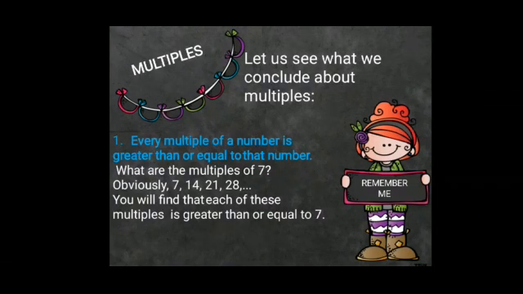You will find that each of these multiples is greater than or equal to 7. Yes, so we find that every multiple of a number is either greater than the given number or equal to that number, but not less than the given number.